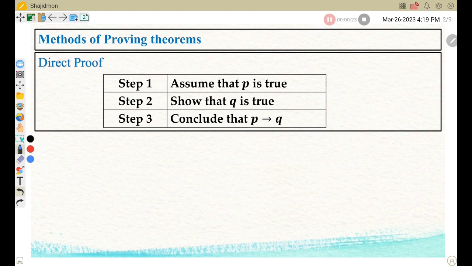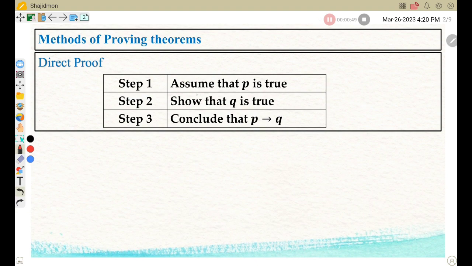The first question we are doing is from section 1.4, methods of proving theorems. In that module we studied two proof methods. One is the direct proof method, and the second is proof by contraposition. Here we are doing one question from the direct proof method. First, let's see what the direct proof method is and how we do it.